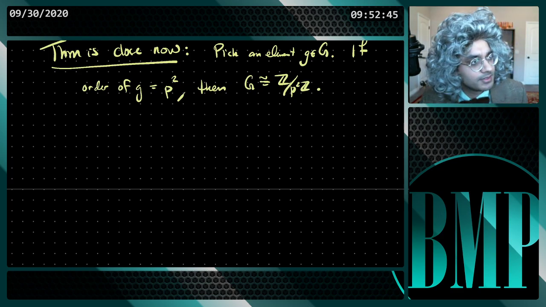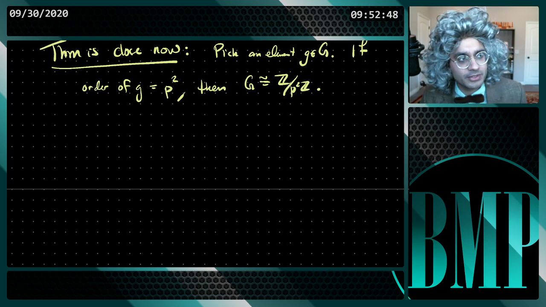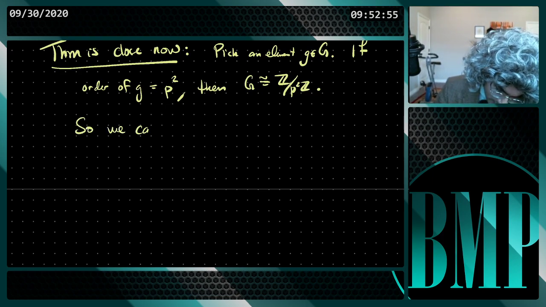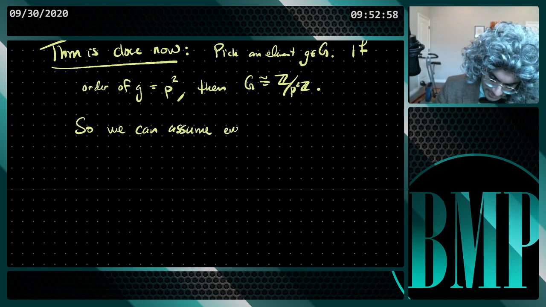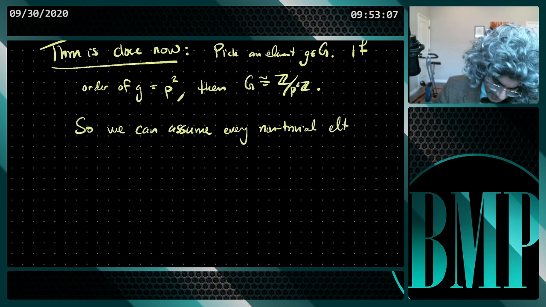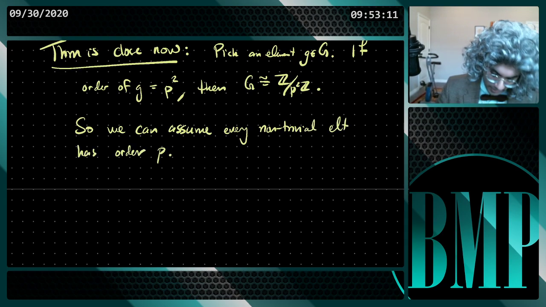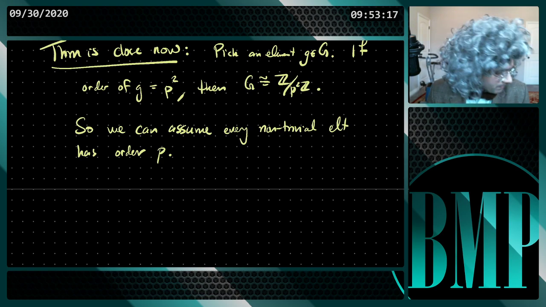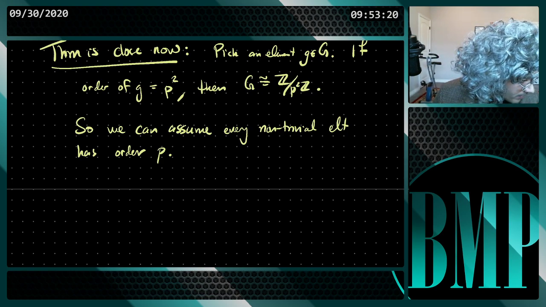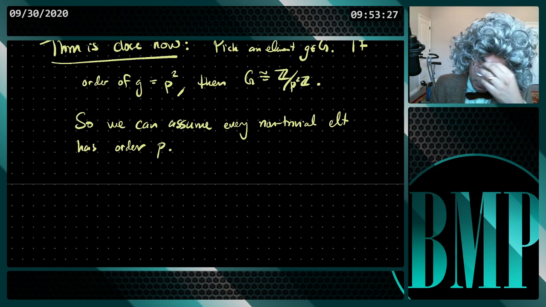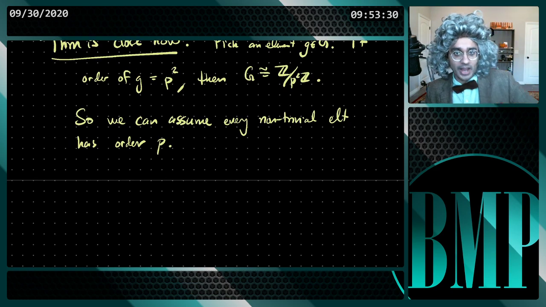Okay. So we're down to the situation where every element of the group has order p. Every non-trivial element. So we can assume every non-trivial element has order p. So what the heck am I doing?